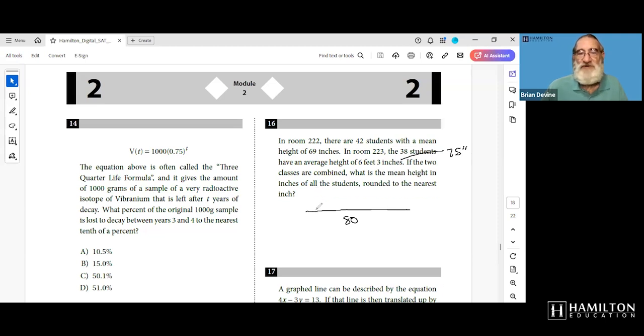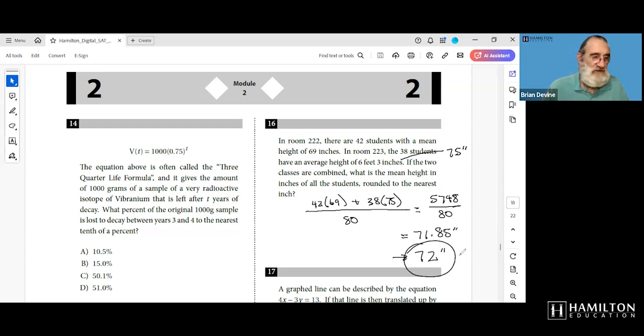And the total for room 222 would be 42 times that average, 69. And the total for room 223 would be 38 times that average, 75. So that's the total height over the total number of students. And that's going to be 5748 over 80, which comes out to be 71.85 inches. And we wanted to round it to the nearest inch, so they're all 6 feet tall, or 72 inches.